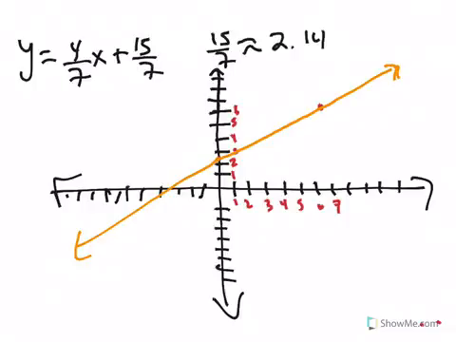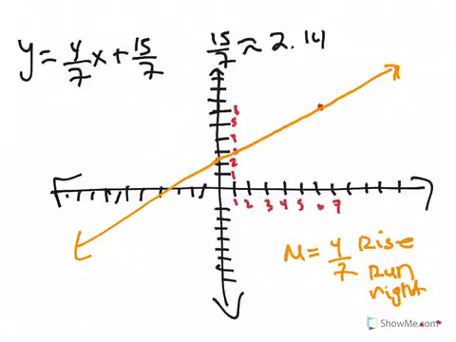So remember that the slope is 4 over 7, which is you're going to rise 4 and run to the right 7 times. And the 15 over 7 is your y-intercept.